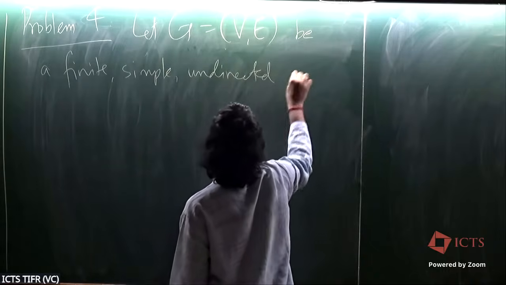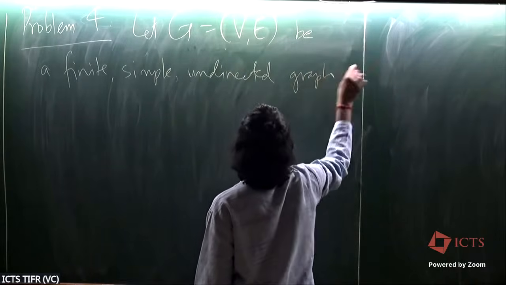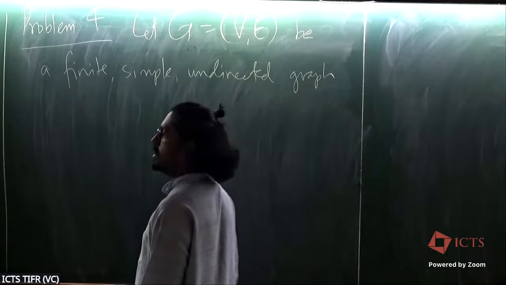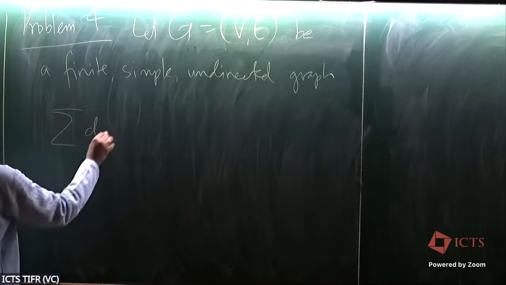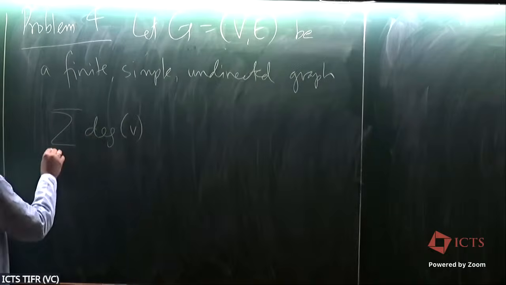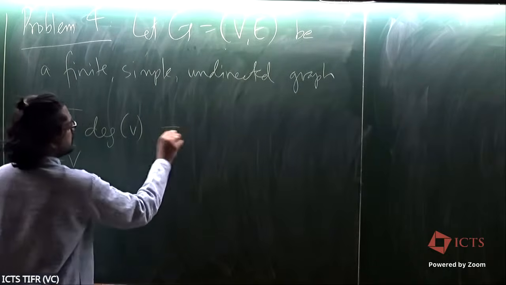So all these nice properties. No loops, no multi-edges, that sort of stuff. So exactly, the edge set is just a collection of two element subsets, not a multi-set. So take a finite, simple, undirected graph. Then if you sum all the degrees of the vertices, then this is 2 times the number of edges.